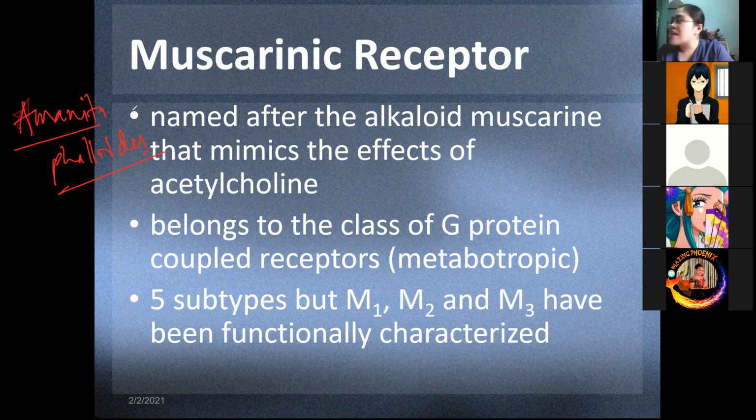And the number is only M1, M2, until M5. However, only M1, 2, and 3 have been characterized, and their functions are totally known. So, the functions of the M4 and the M5 are yet to be studied. Okay? Only three are known so far.